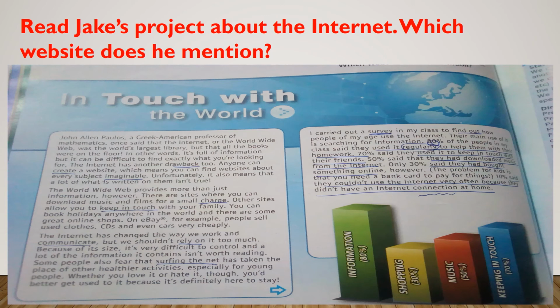50% said they had downloaded music from the internet. Only 30% said they had bought something online, however. The problem for kids is that you need a bank card to pay for things. This is why the percentage of his classmates using the internet for online shopping was so low, because kids need a bank card to pay for things. 10% said they couldn't use the internet very often because they didn't have an internet connection at home.